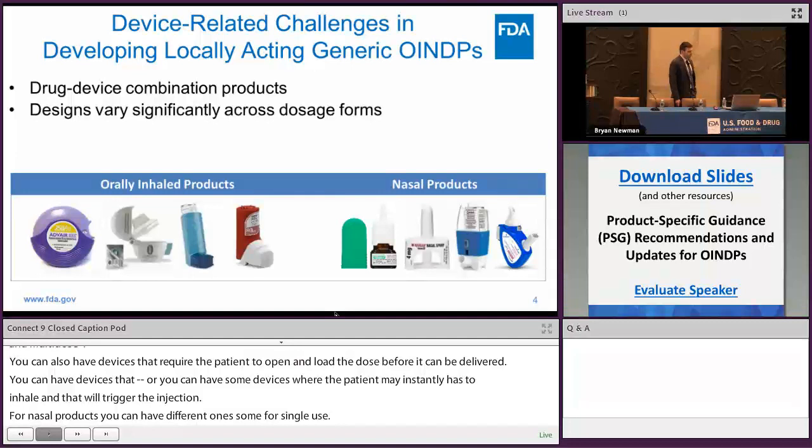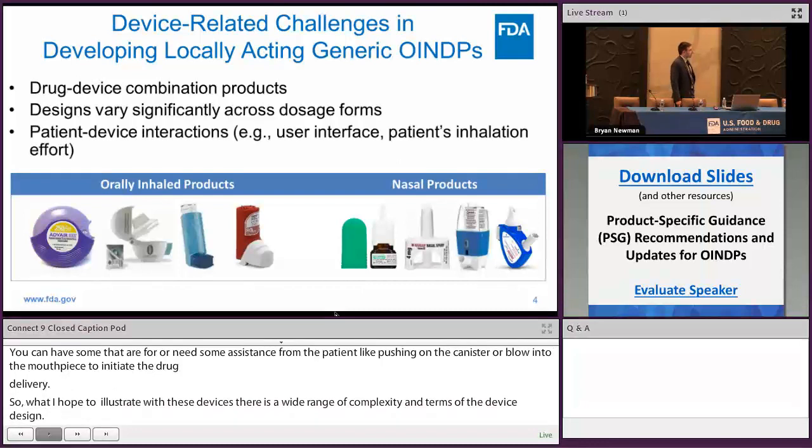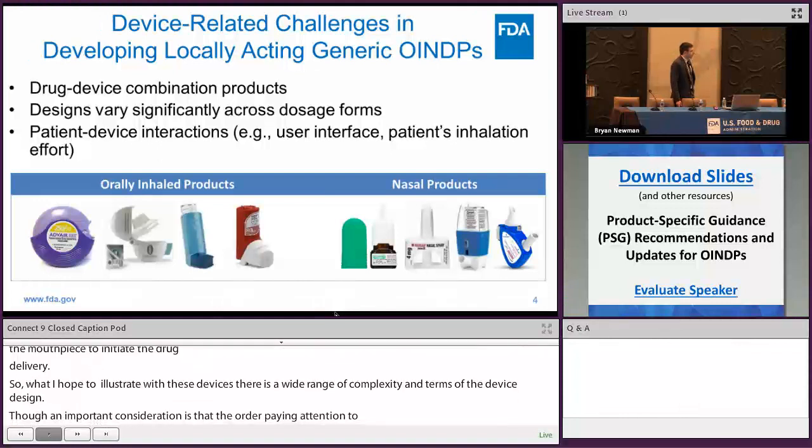So what I hope to illustrate here with these arbitrarily shown devices is, again, there's a wide range of complexity in terms of the device design, and so an important consideration generic applicants have to make is paying attention to the patient-device interaction, such as between the test and reference product, what's the user interface, are these comparable or substitutable, as well as is the patient using the device correctly.